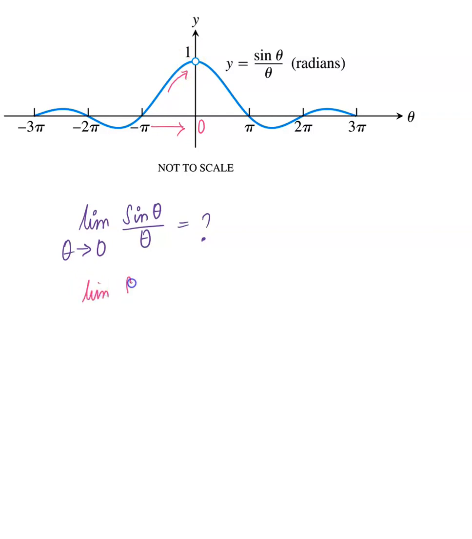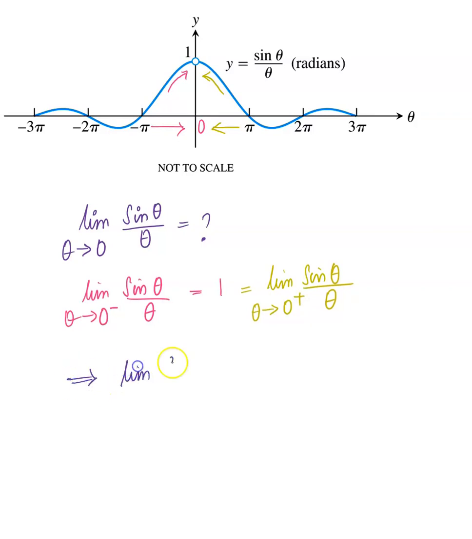Okay, so the limit of sine theta over theta as theta approaches 0 from the left will be 1, and likewise if you approach theta from the right, the graph also points to 1 as the limit. And because both limits are the same, it implies that the limit of sine theta over theta as theta approaches 0 is 1. This is actually a special theorem. It helps us to find the limit for this particular situation, sine theta over theta.